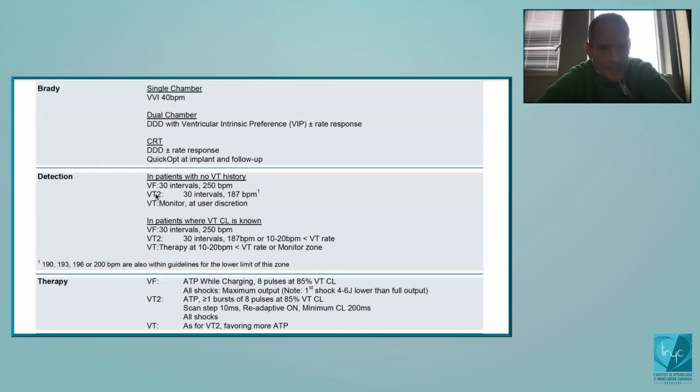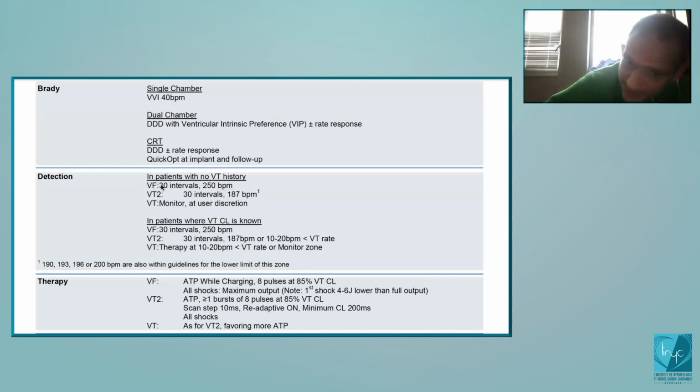And you see two zones are supposed to be programmed. The first one is the VT2, starting at 187 beats per minute with 30 intervals. And the VF zone is quite high, since it's supposed to be programmed at 250 beats per minute with also 30 intervals. That's what is in the nominal programming. So that's the primary prevention.